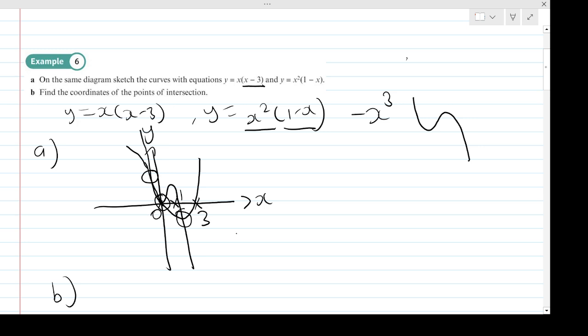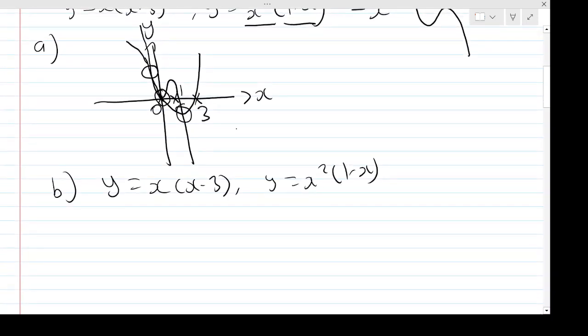Part B then, to find the coordinates, we need to find it exactly. Well, we can do that using algebra. As I discussed, we need to equate them together. So our 2 equations again are y is x(x - 3) and y is x squared(1 - x). If I'm equating them together, because when the 2 graphs cross over they are equal to each other, we can set both y's equal to each other. So simply substitute, we're going to get x squared(1 - x) is equal to x(x - 3).